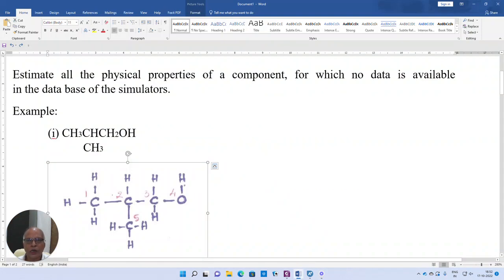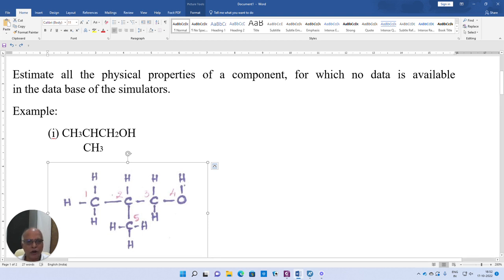Yeah, good morning. In this session, I would like to demonstrate the estimation of physical properties of a pure component. In fact, this can serve multiple purposes. If a component is already available in the database of a process simulator, we are interested in looking at certain properties of that compound, extract this information from the database. That could be one option.